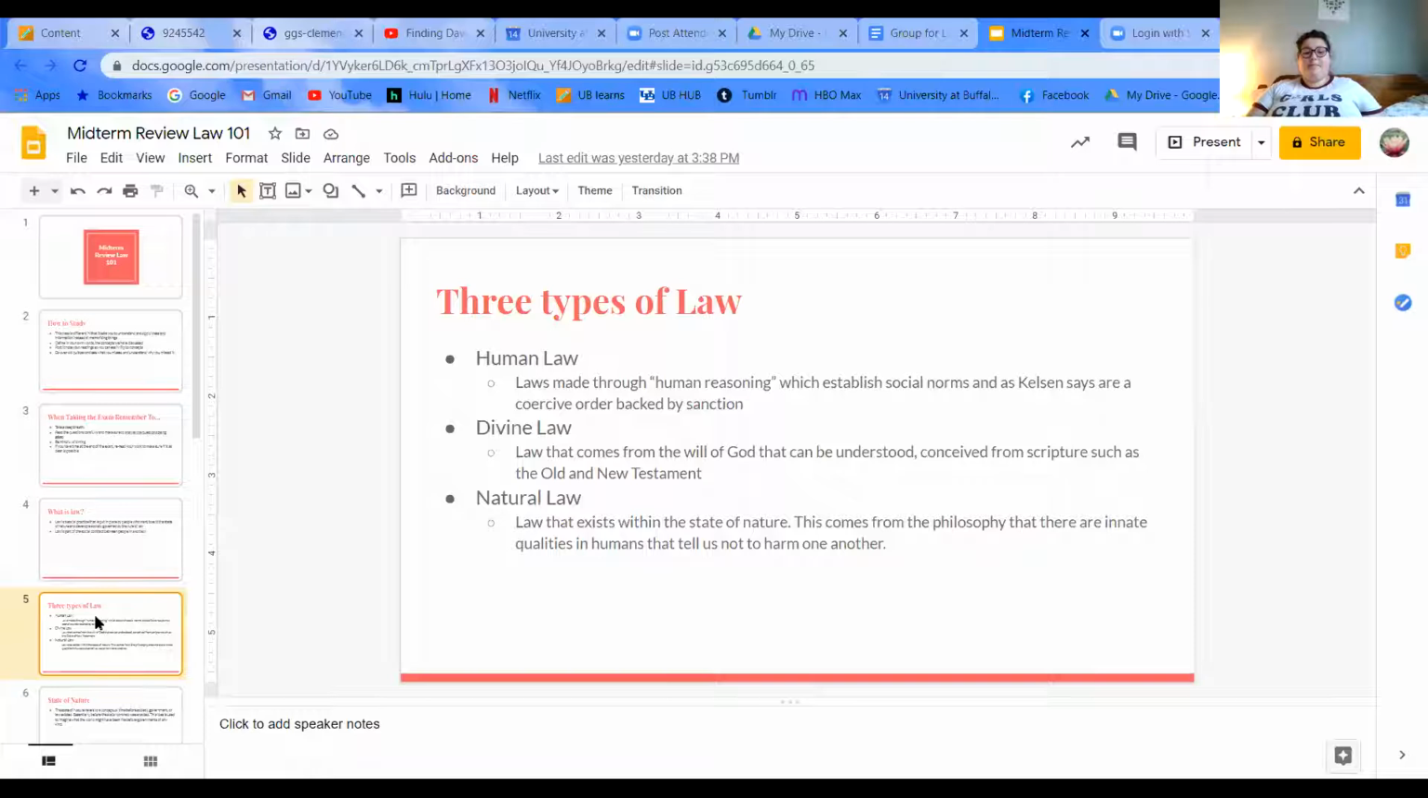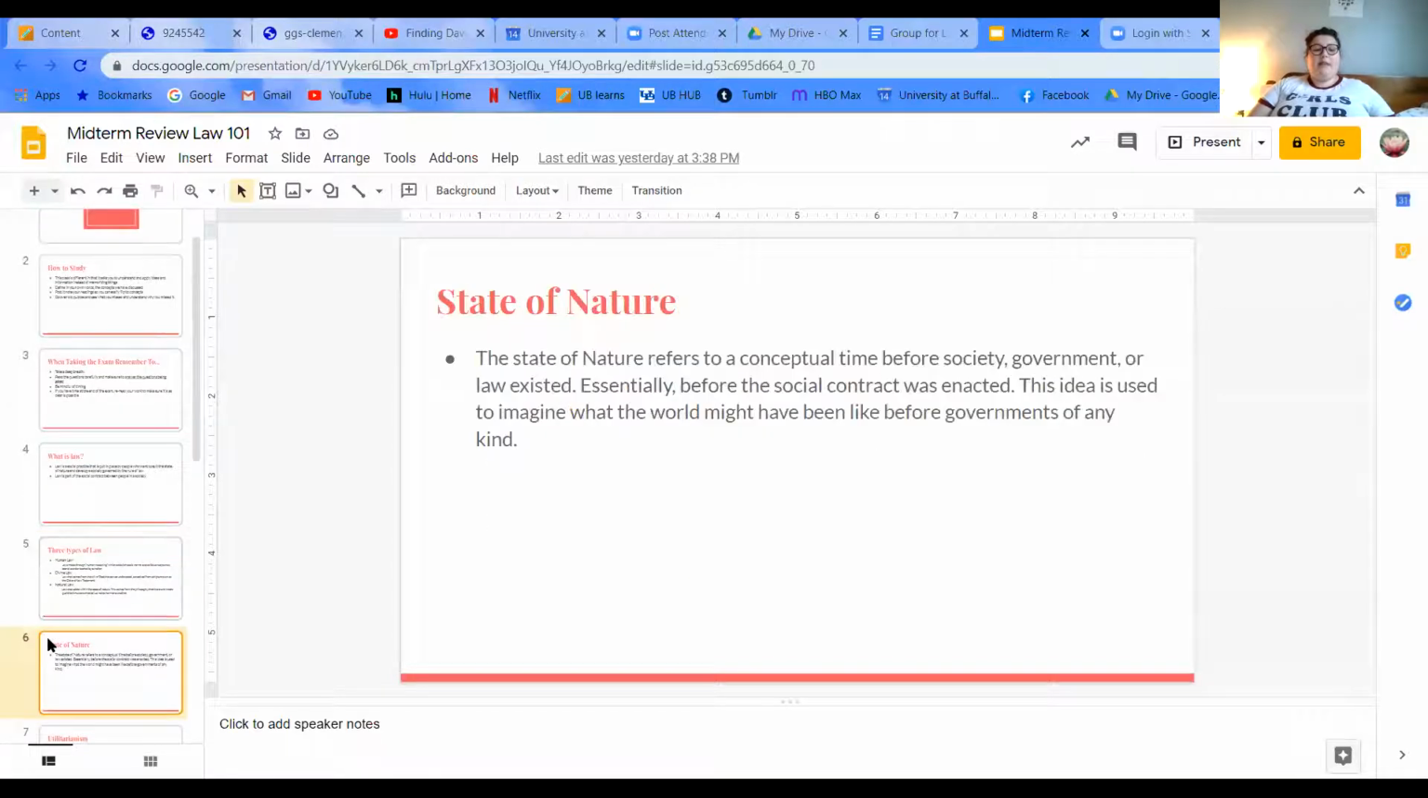So one of the quiz questions that I think people had trouble with was about natural law, where one of the philosophers says that natural law still exists today between, I guess it would be a state of nature, between nation states. And then we're moving on to the state of nature here.